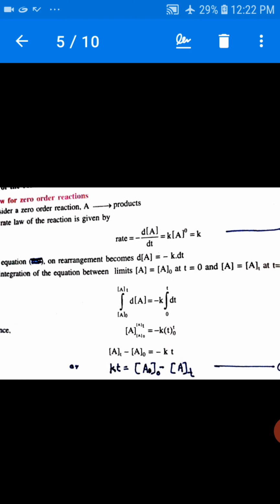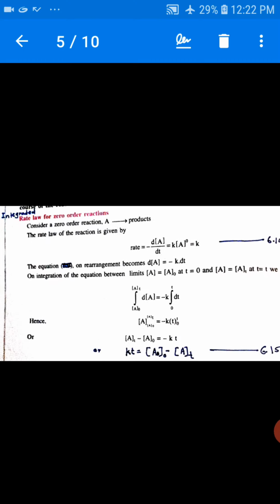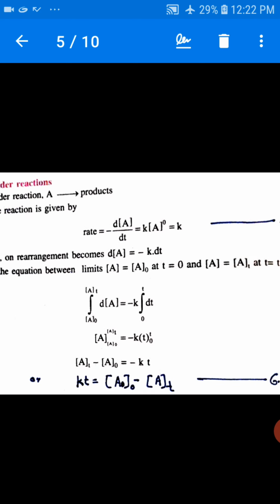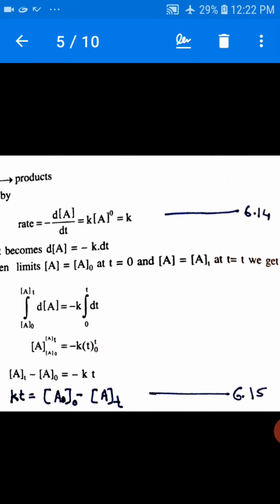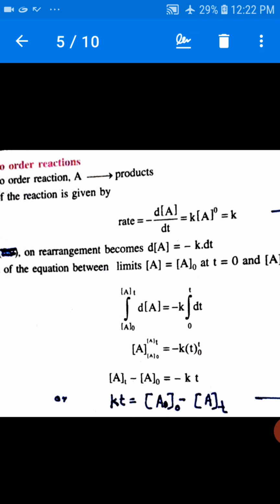This equation on rearrangement becomes dA equal to minus K dt. On integration of the equation between the limits A equal to A0 at time 0 and A equal to At when time is t, we get, by integrating within the limits A0 to At of dA, which is equal to minus K into dt, with integration within limits 0 to t.